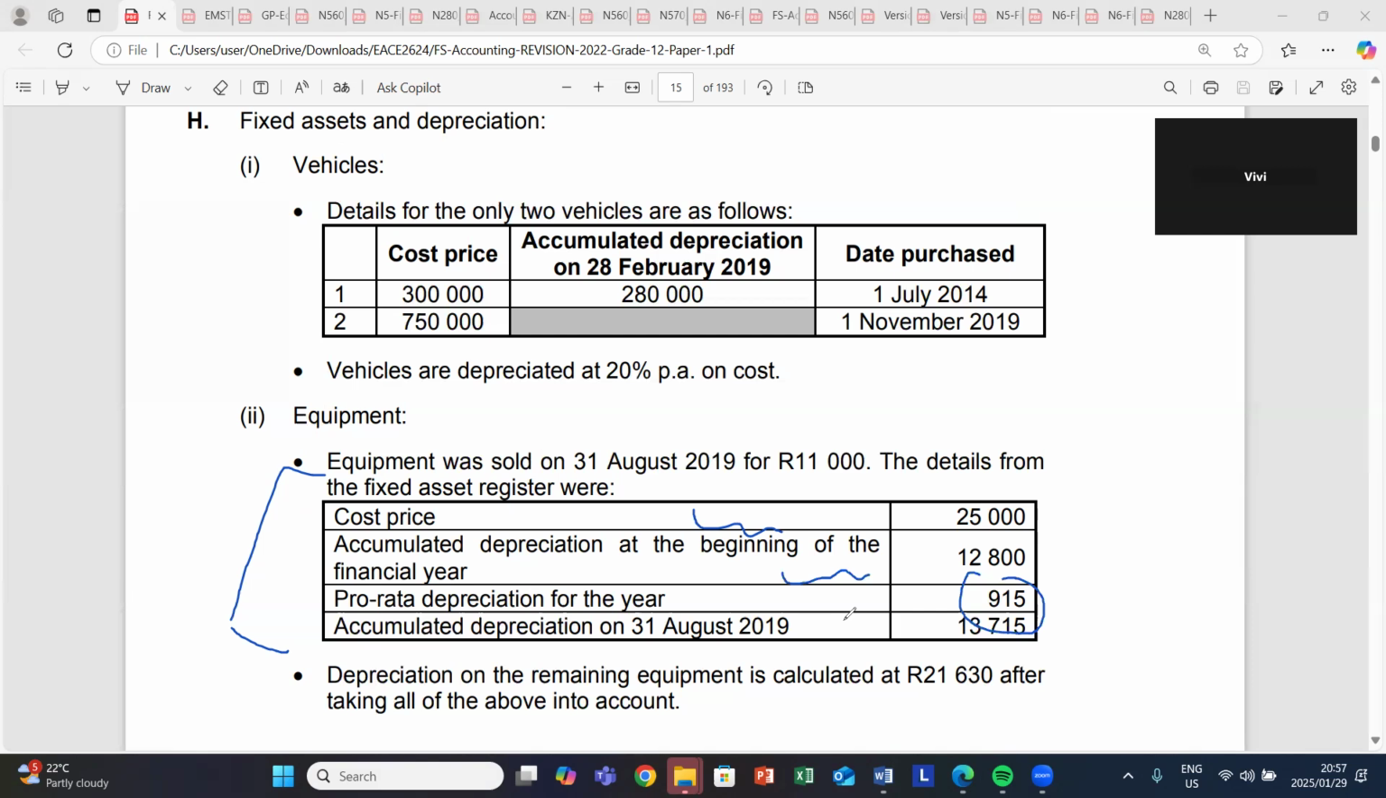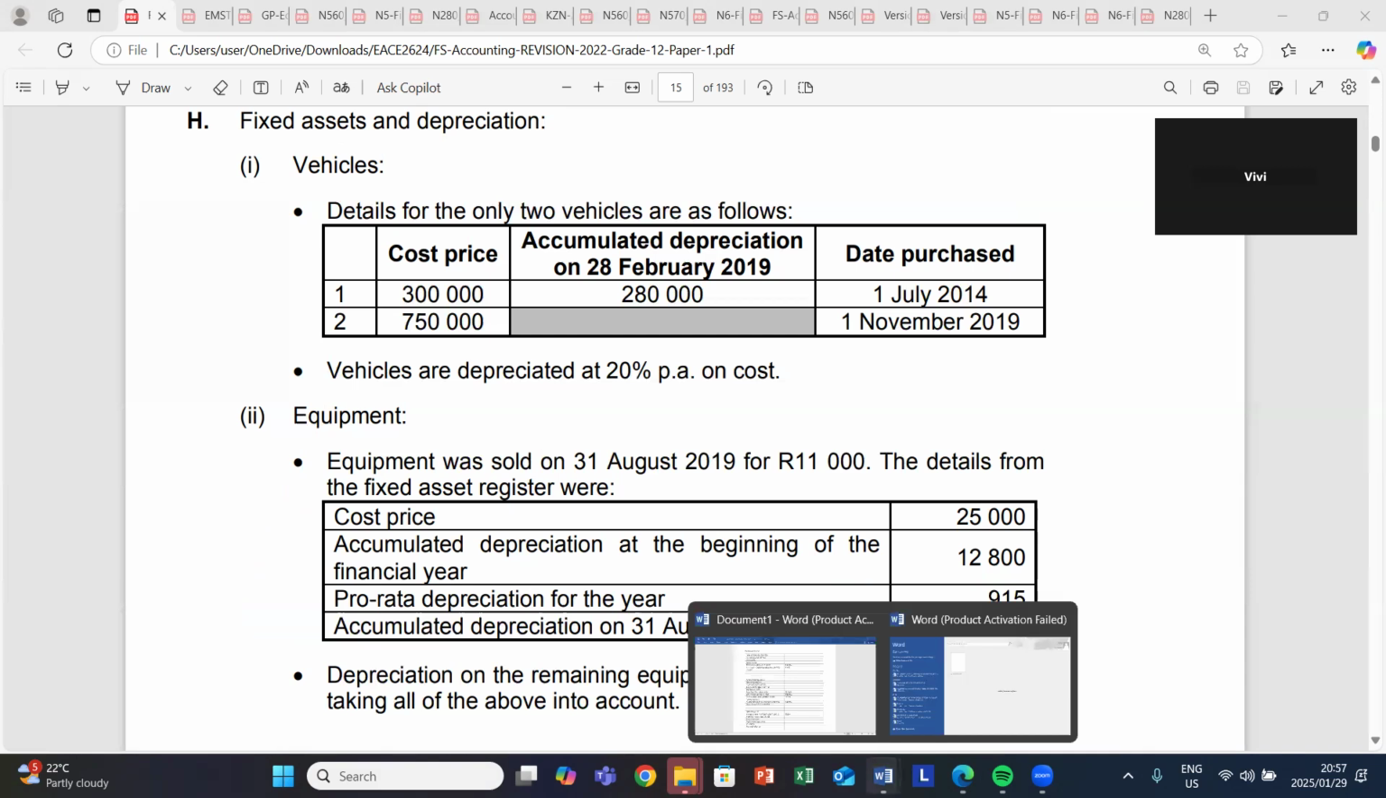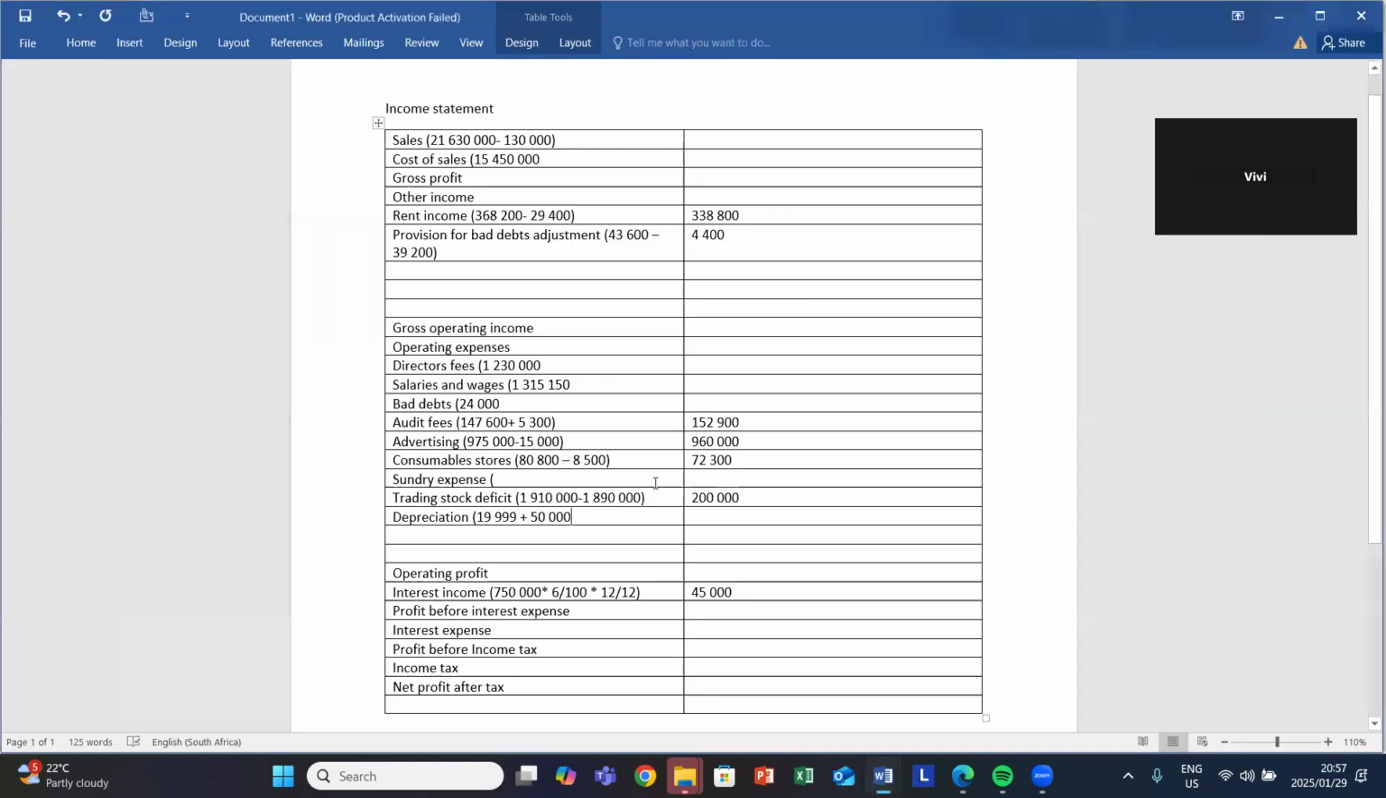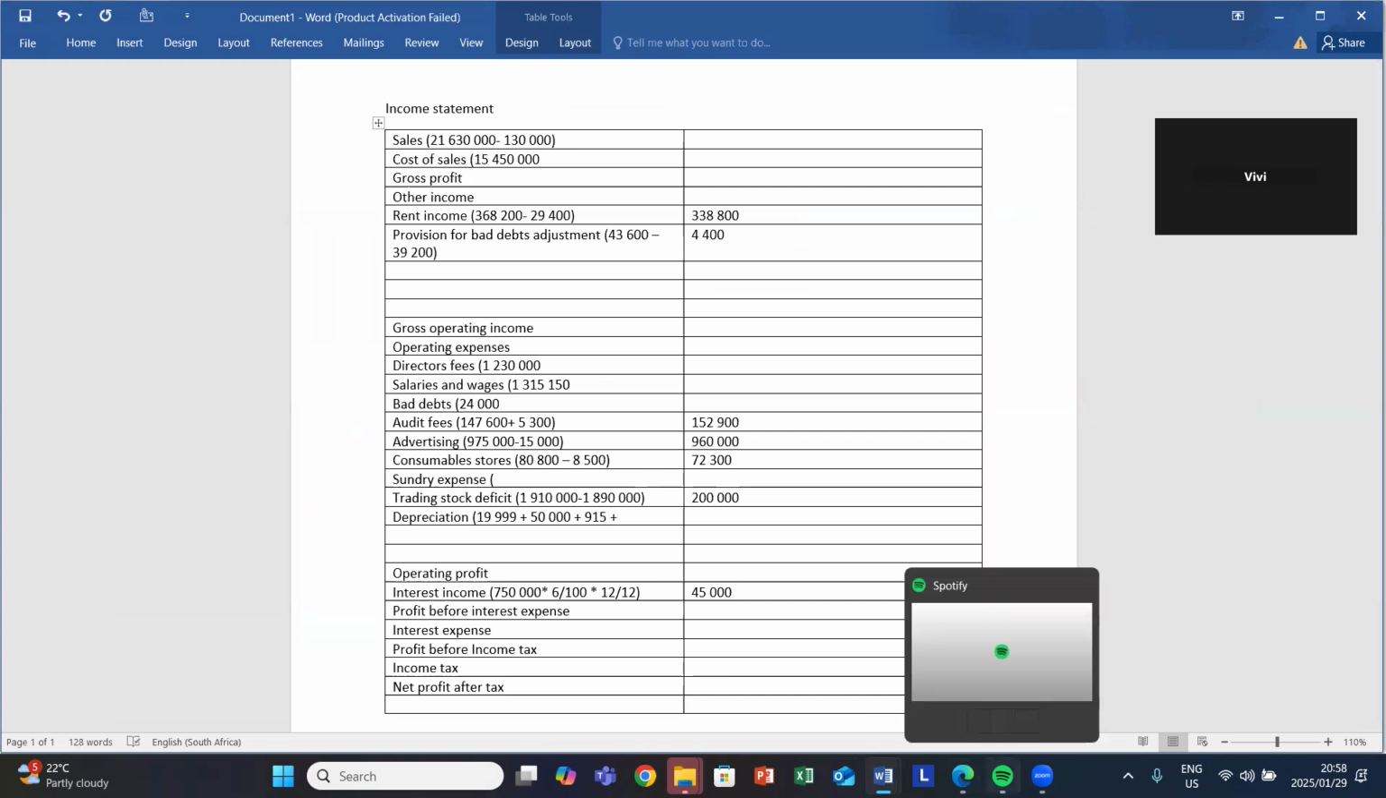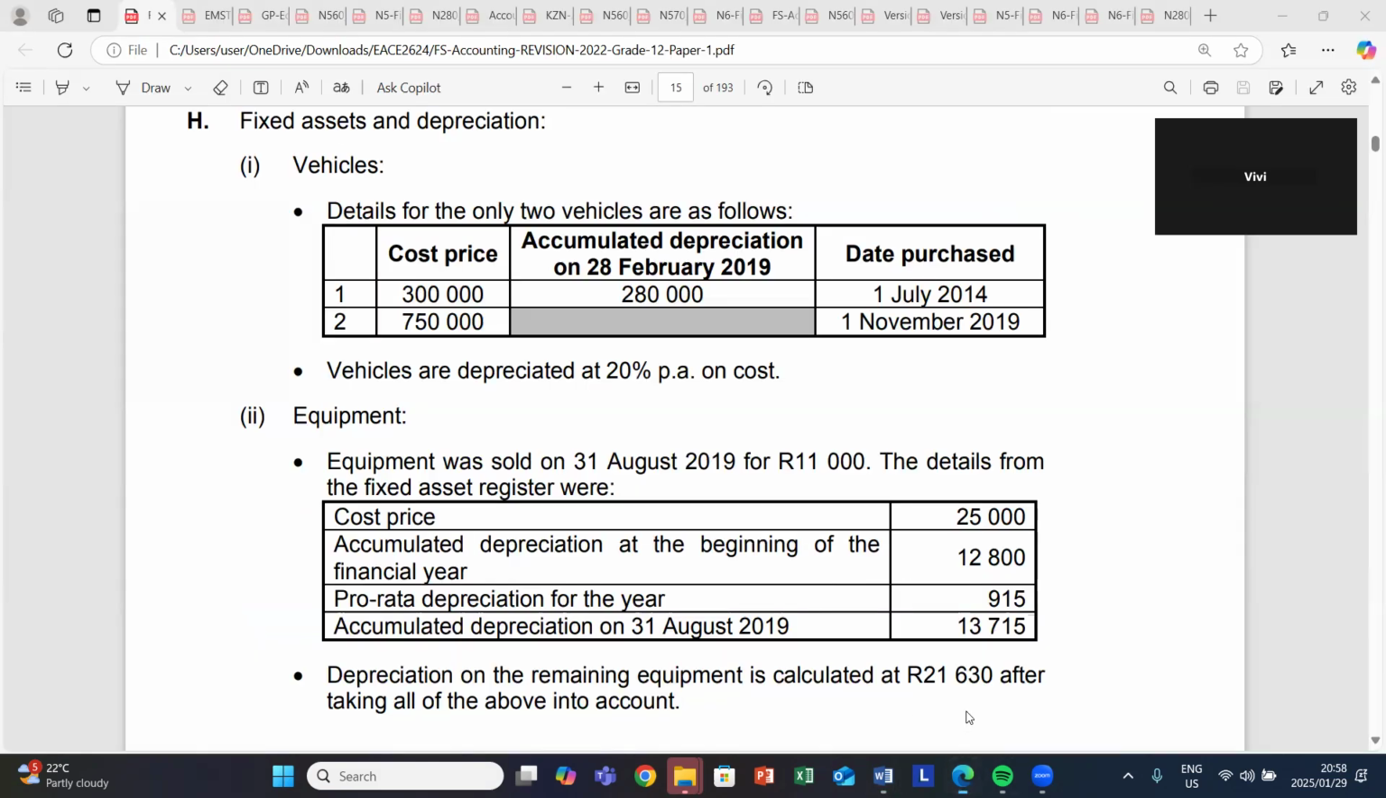But then we're not interested in those accumulated depreciation and so forth. Our main focus right now is all on depreciation. So we'll not use our brain too much since they provided us with our depreciation. So for depreciation of that sold thing is 915. So we'll say plus 915. There's no need for you to calculate it. Plus 915. Simple.